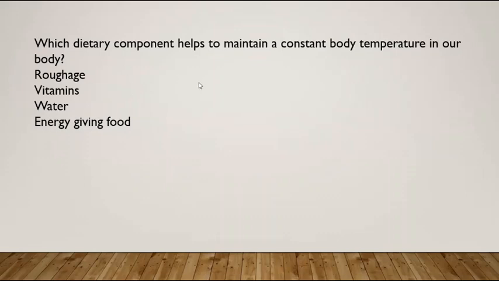Which dietary compound helps to maintain a constant body temperature in the body? This question is quite tricky, but the answer is water. Water keeps our body temperature constant. If the intake of water is less, then there will be several variations in body temperature. If you drink water properly, at least 4 to 5 liters a day, then it is very good for your health also.